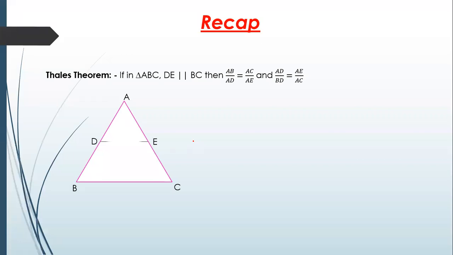So this is also known as the basic proportionality theorem. Let us take triangle ABC and DE parallel to the base BC. Then the following relation holds, that is AB by AD equal to AC by AE, and AD by BD equal to AE by EC. And we have already seen the proof of this theorem. Let us move.